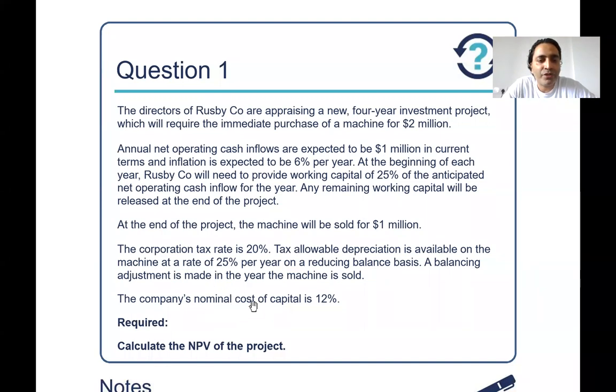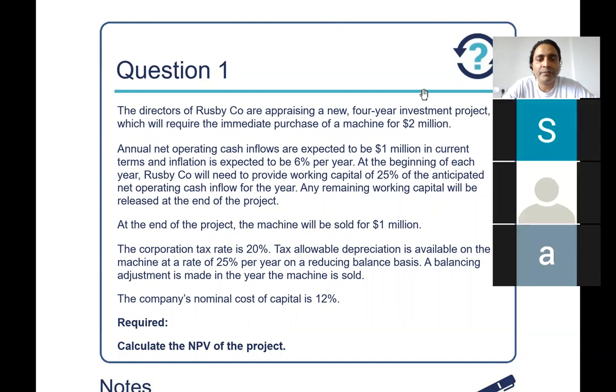The company's nominal cost, they have given the money rate for discounting. The cash flows given are real, but the rate of discounting is nominal. So guys, one thing you need to remember: if you want to find the NPV, both the cash flow and the discounting rate should be on the same ground. That means either both should be nominal or both should be real. Okay? It is better to have both as nominal. Why? That is what we have also studied in FM.